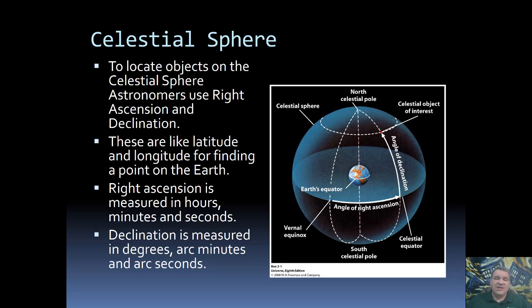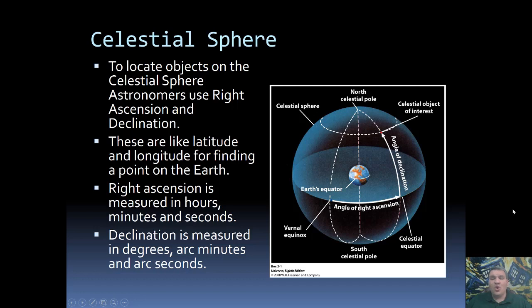When measuring right ascension, we measure in hours, minutes, and seconds. Notice hours, minutes, and seconds. These are units of time. We actually measure right ascension in units of time. Now, the reason why we do this is because the sky is constantly changing east to west. Stuff rises in the east, arcs across the sky, and eventually sets in the west. So because of this change, it makes sense to keep track of right ascension using time.